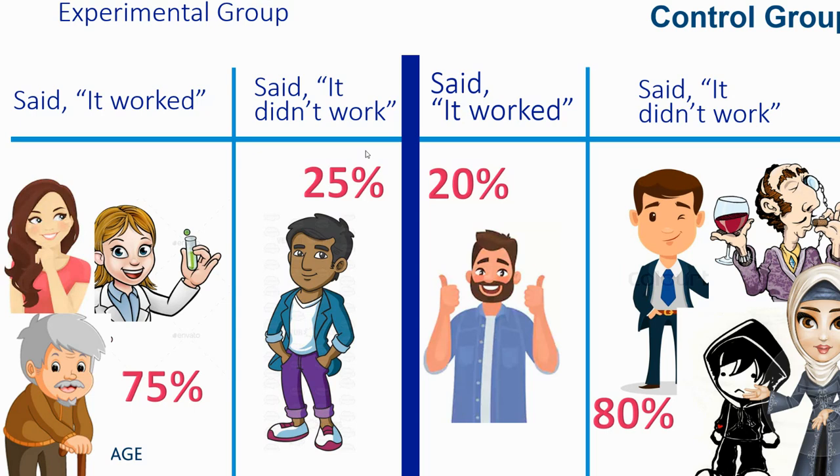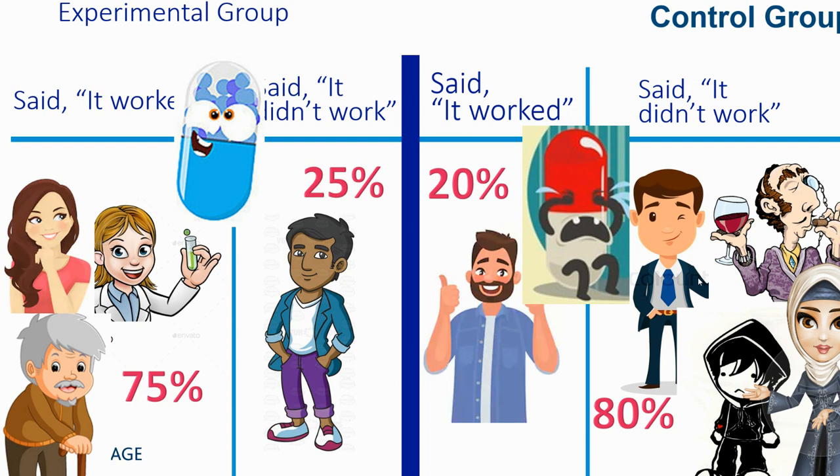And so what I see here is that in my experimental group, it worked for more people. And in my control group, it didn't work for more people. And so what I can see is that my blue pill worked and my red pill was just a failure. It didn't work. And the reason it worked for this guy was probably just a placebo effect. He just took a pill, and the fact that he took the pill made him feel better. We all know that sometimes happens.